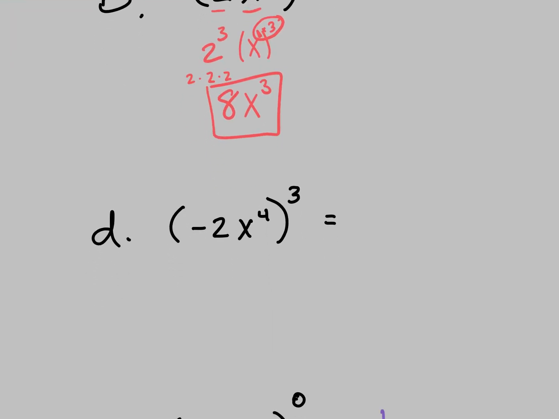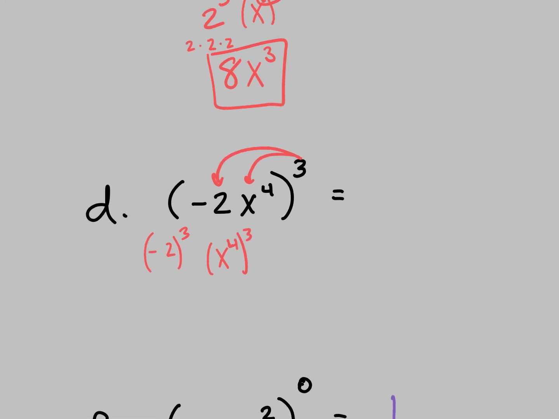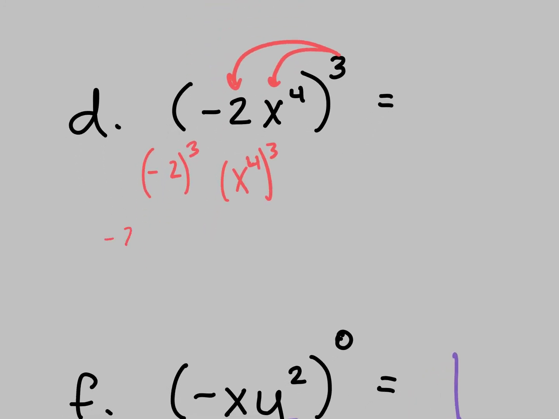And then same thing for D, we have to distribute that third power to the negative 2 and the x to the fourth power. So this is like saying negative 2 to the third power, x to the fourth power to the third power. So negative 2 to the third power is negative 2 times negative 2 times negative 2. We know a negative times a negative is a positive, so it would be positive 4. But positive 4 times negative 2 would be negative 8. And then here I have a power raised to a power, so I would multiply 4 times 3 together, so it would be x to the 12th power.